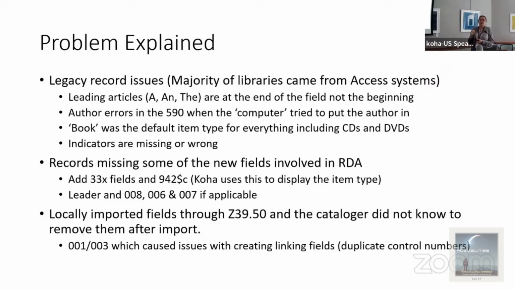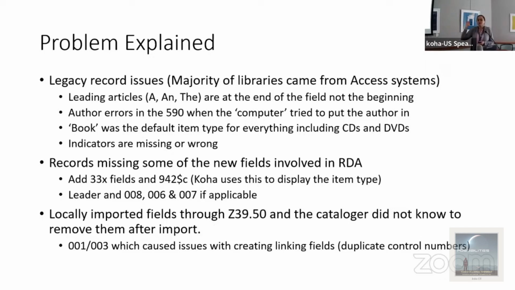This was a project. It took me 2 years to figure out what was going on. And then I started this in 2017, so it's been a while coming. A lot of our stuff, the majority of our records were missing the RDA. They did not have the 336, 337, 338, and they didn't have the 942 $c.